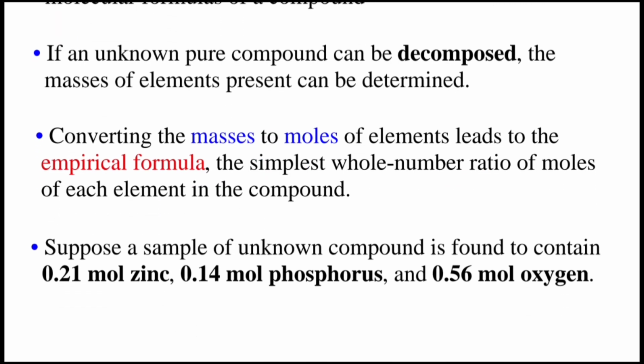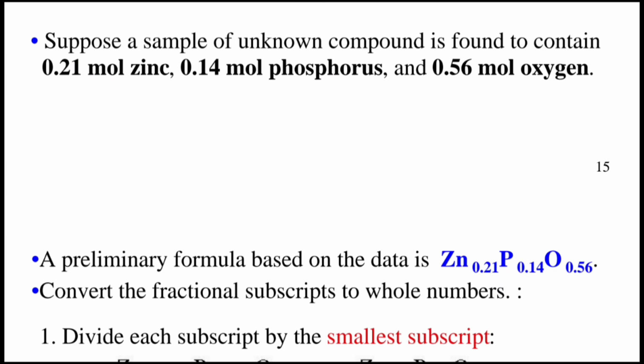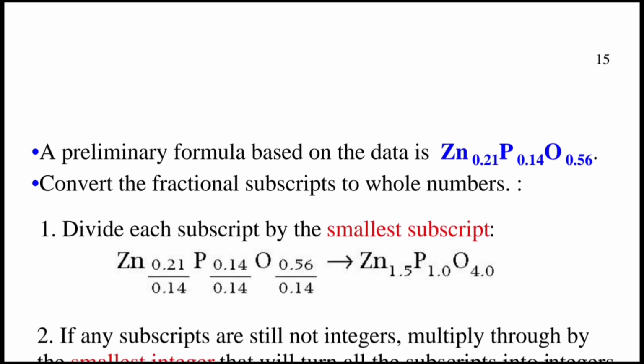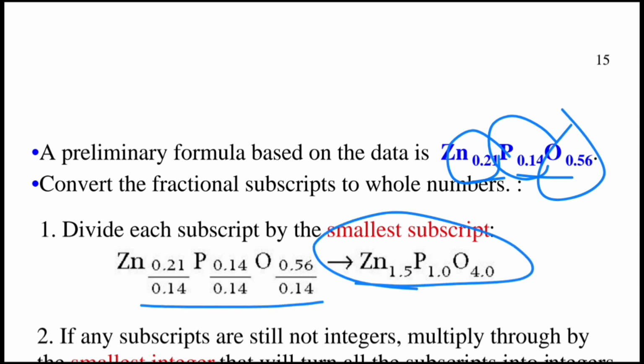As an example, a compound contains 0.21 mole zinc, 0.14 mole phosphorus, 0.56 mole of oxygen. Okay, preliminary formula based on the data. We write this, then convert the fraction subscripts to whole numbers. What we have to do, first, divide by the smallest number, which is 0.14. We divide every quantity by 0.14. We will get 1.5 of zinc, 1 of phosphorus, 4 of oxygen.